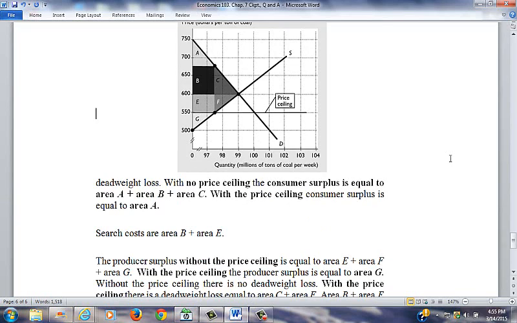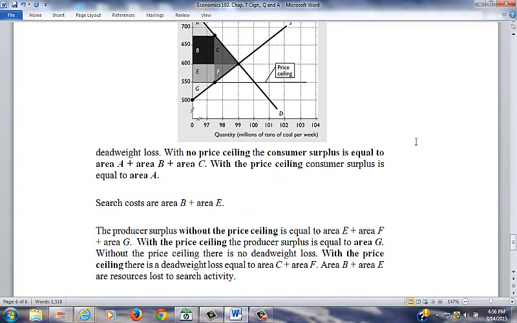The producer surplus without the price ceiling is equal to the areas E plus F plus G. So E, F, and G. How is that determined? Well, without the price ceiling, producer surplus is at the equilibrium price. The area below that price line of 600 would be the producer surplus. But now there's a price ceiling. So with the price ceiling, the producer surplus is simply equal to the area G. This tiny area here below the price line, this area G.